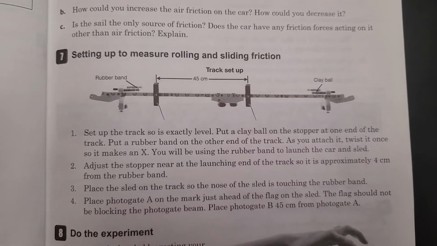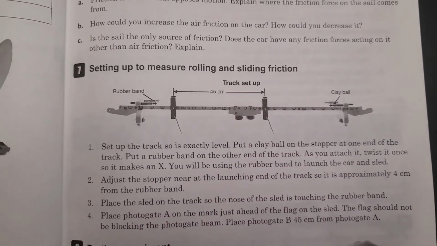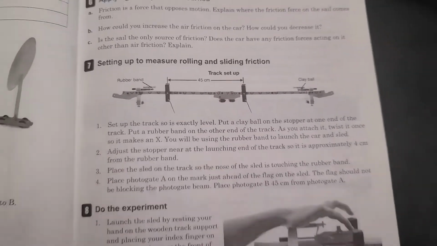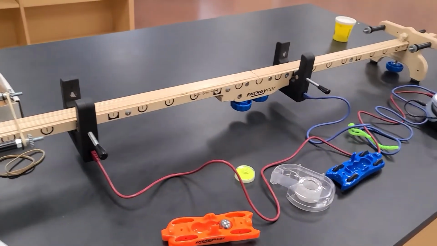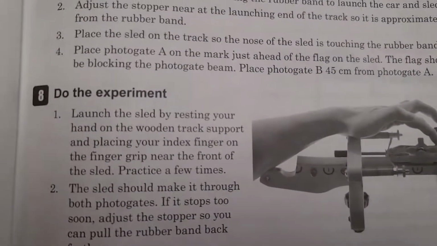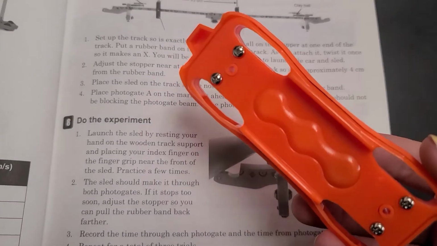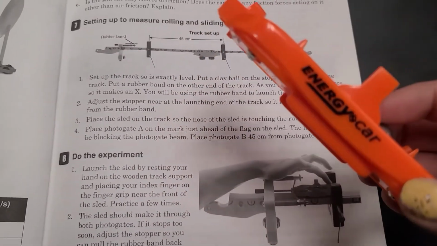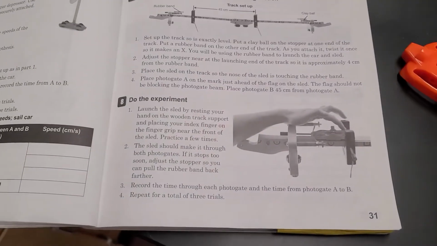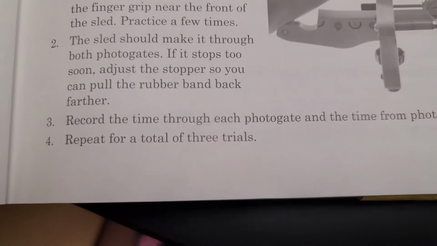All right, now I get to do part 7, where we're comparing rolling and sliding friction. So now I've set up my track so that it is level. And we're going to do the experiment. We start off with our sled. So this is identical to that car, except there are no wheels. And so it just has that sled, so it can still slide. So this will represent our sliding friction. Let's go ahead and do our 3 trials.